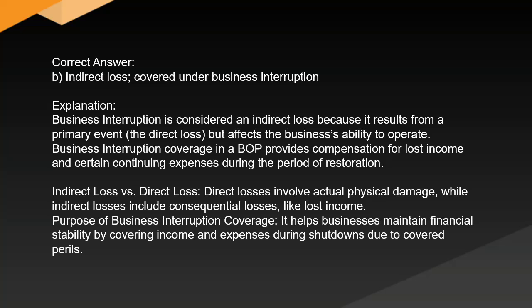Explanation. Business interruption is considered an indirect loss because it results from a primary event, the direct loss, but affects the business's ability to operate. Business interruption coverage in a BOP provides compensation for lost income and certain continuing expenses during the period of restoration. Indirect loss versus direct loss. Direct losses involve actual physical damage, while indirect losses include consequential losses like lost income. Purpose of business interruption coverage. It helps businesses maintain financial stability by covering income and expenses during shutdowns due to covered perils.